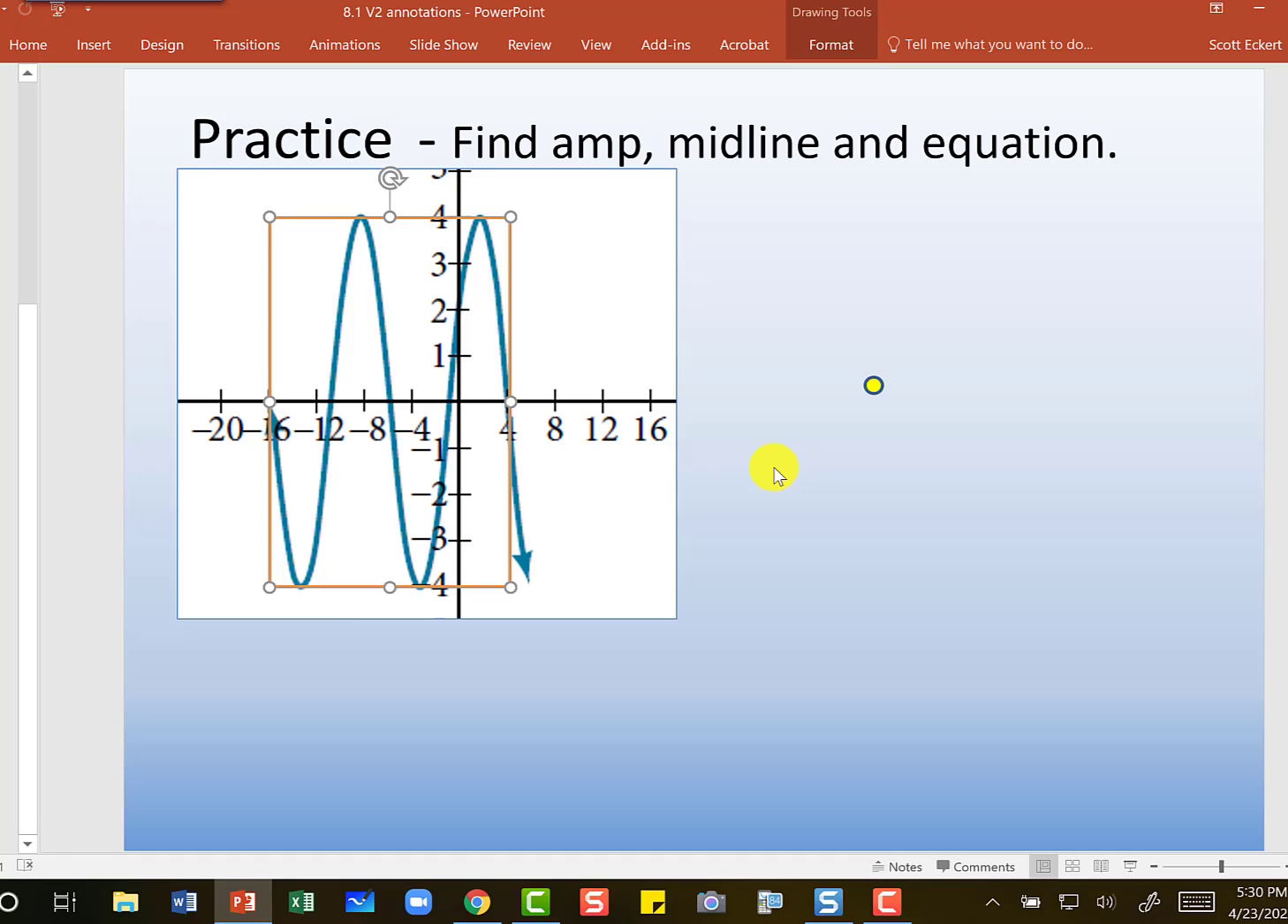Now finding the period with 2 cycles will just be a little extra work. I don't recommend that though. I recommend making 1 cycle. But if we did look at this, it starts at -16 and ends at 4. That is a length of 20 units. It's gone 20 units from -16 to 4. Well, if 2 cycles is 20 units, then 1 cycle has to be 10 units. So I'm going to back this box up and see if I can make 1 cycle right here.